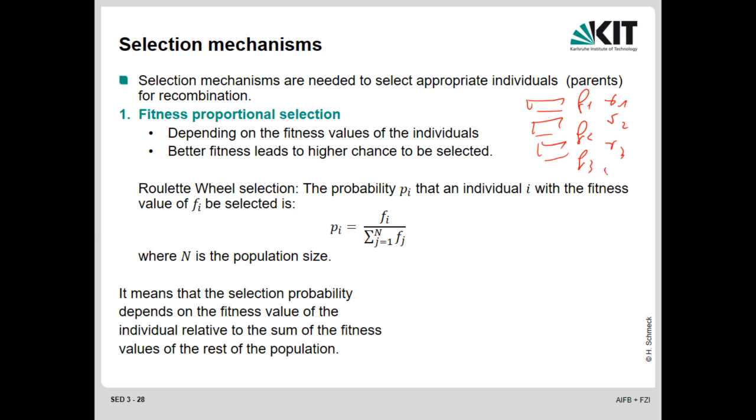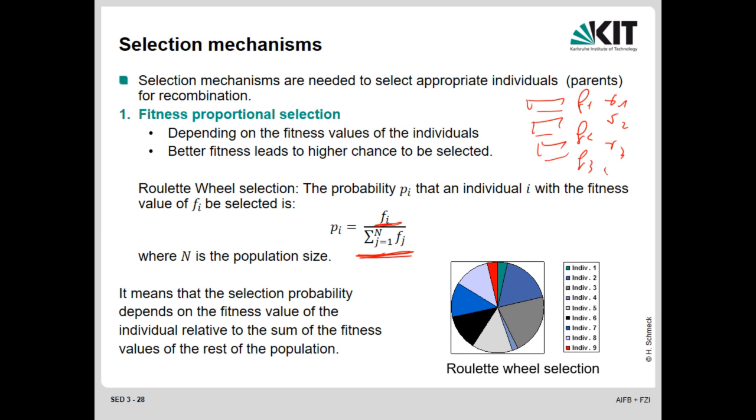You have fitness values. And you could look at what is the fitness of a specific individual compared to all the fitnesses of all the individuals. That is summing up all the fitness values, looking at the relative fitness of an individual, and this gives the probability at which I actually select that individual. So it means that you have some kind of a roulette wheel. That's why it's called sometimes roulette wheel selection.